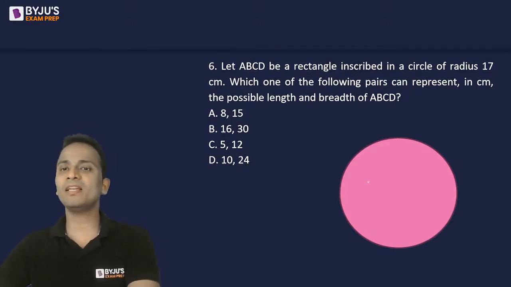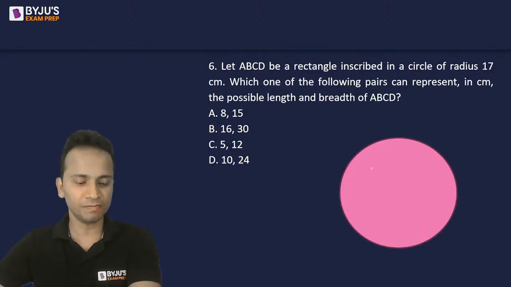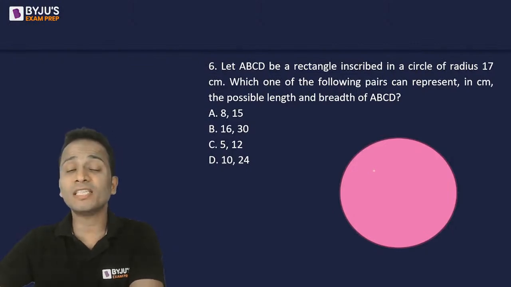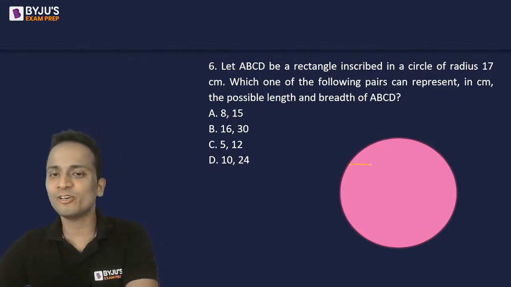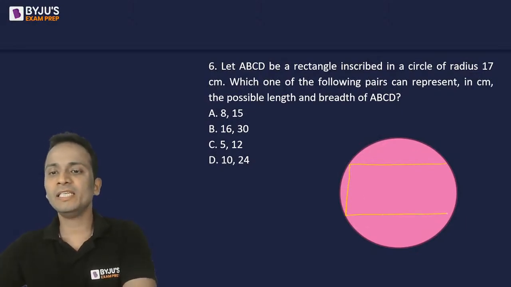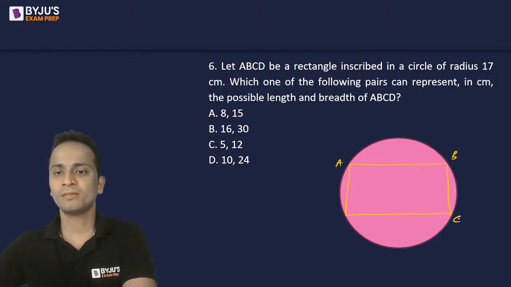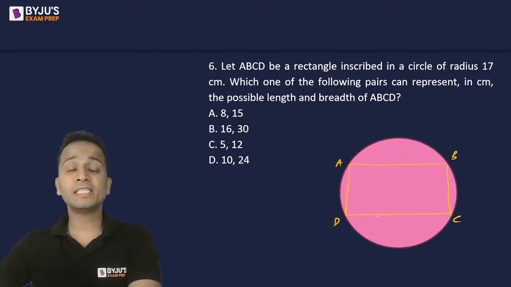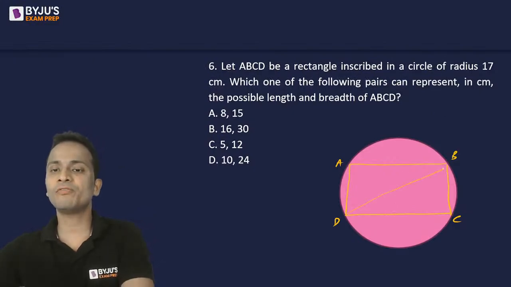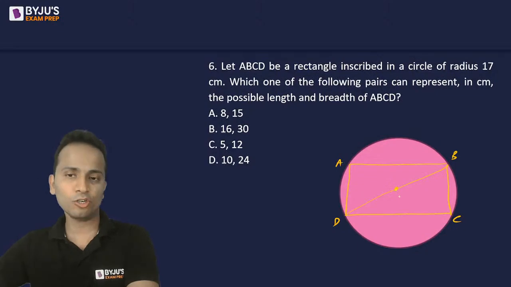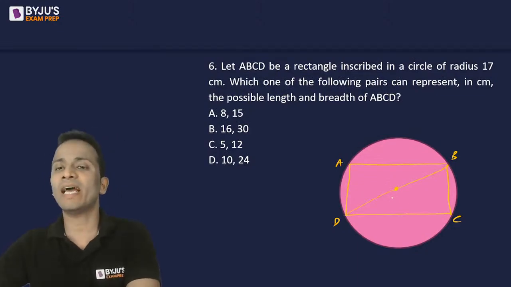Now ABCD is a rectangle inscribed in a circle of radius 17. Archak, radius 17, not diameter 17. I hope you will also understand the relevance of reading the question properly. ABCD is a rectangle, I'm drawing a random rectangle. If ABCD is a rectangle inscribed in a circle, then the diagonal of this rectangle will pass through the center of the circle definitely and will act as the diameter of this circle.